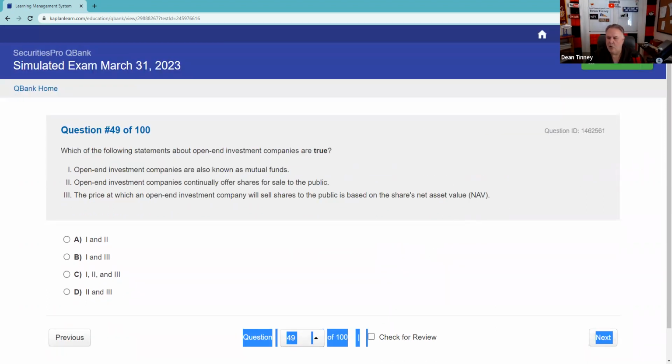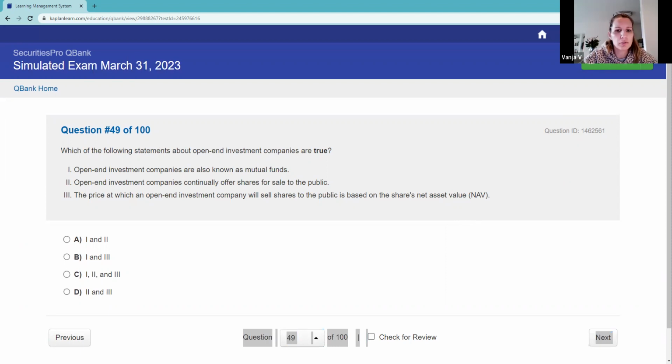Which of the following statements about open-end investment companies is true? Open-end investment companies are also known as mutual funds. Yep. Open-end investment companies continually offer shares for sale to the public. That's true. Closed-end, they don't. The price at which an open-end investment company will sell shares to the public is based on the share's net asset value. So 1 and 2 for sure. And that net asset value just constantly blows my mind.